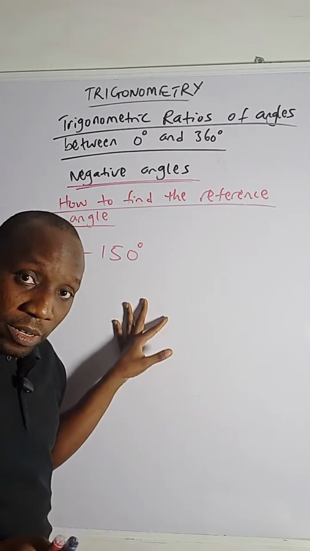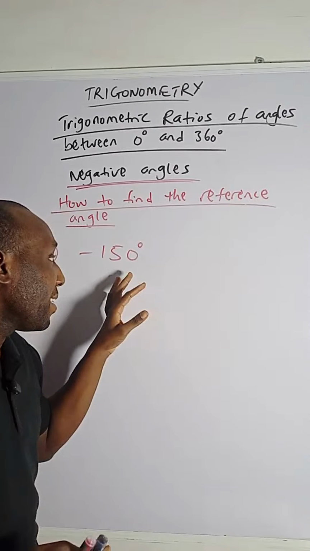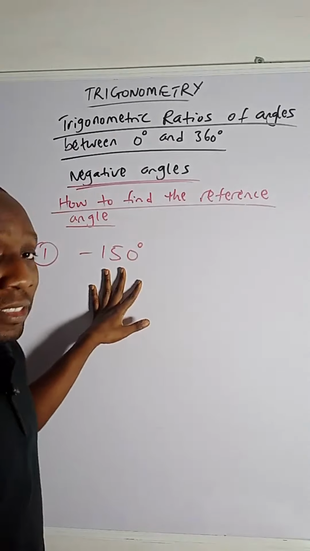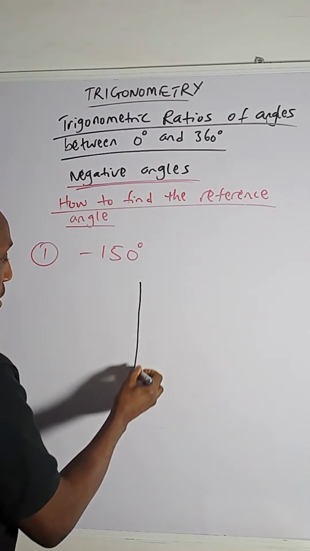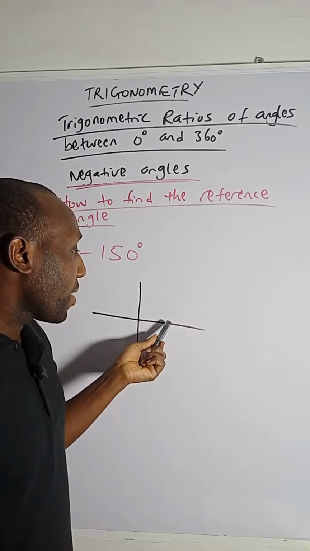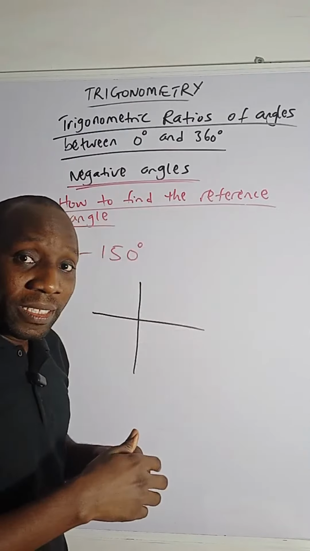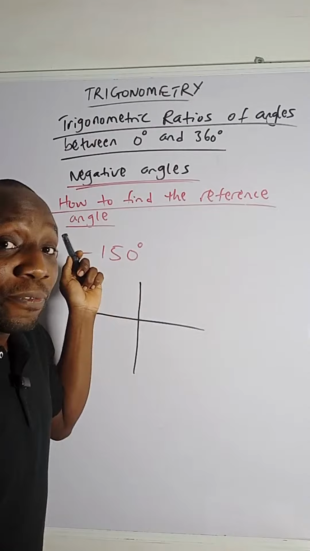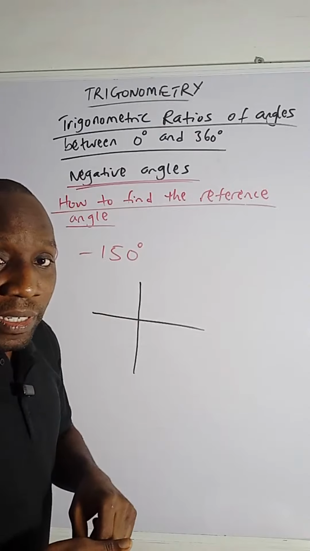You can show it graphically by having a sketch drawn. First of all, let's sketch this out. This is minus 150 degrees. We want to find the reference angle. So I'm going to draw my four cardinal points again. I told you that if you are getting the angle, you start from the x-axis and go anti-clockwise. But this is negative, so you do the opposite. You go clockwise, because it is negative 150 degrees. Do you understand?